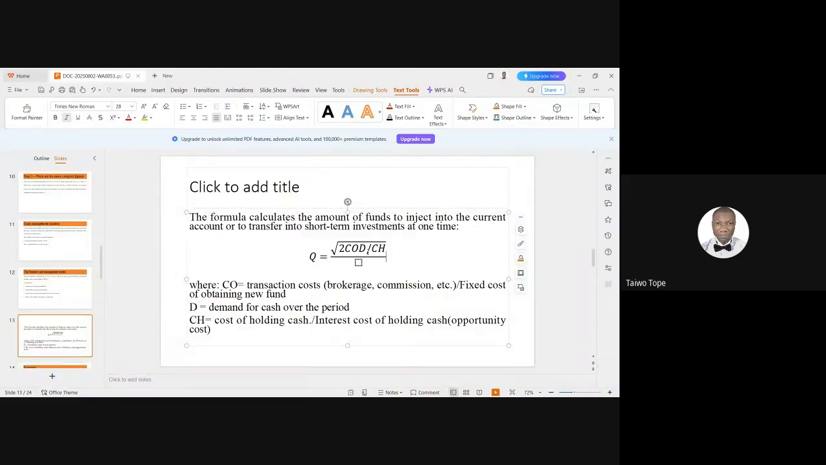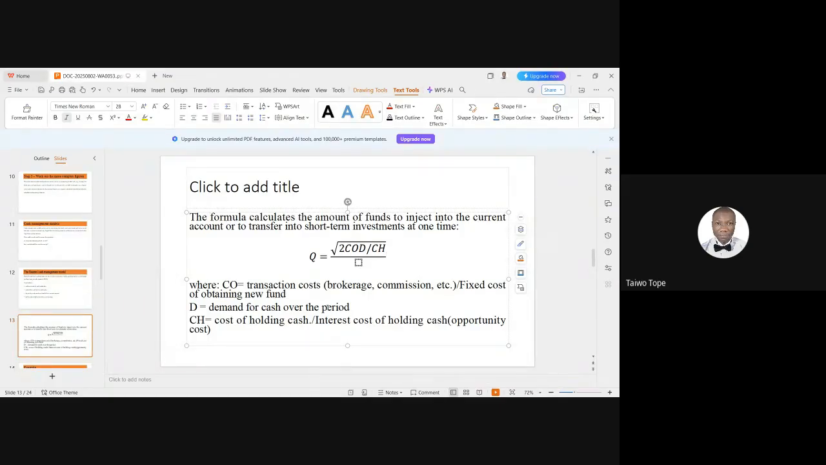So the 2CoD is divided by what? Ch. And what is Co? It is the transaction cost or brokerage commission cost. It can be the fixed cost of obtaining new funds. And what is your D? Your D is the demand for cash over the period. Your demand for cash can be for a year, can be for a month. So depending on what the question is telling you at the time, that is what you work with. And your Ch is what? Your cost of holding cash or the interest cost of holding cash.